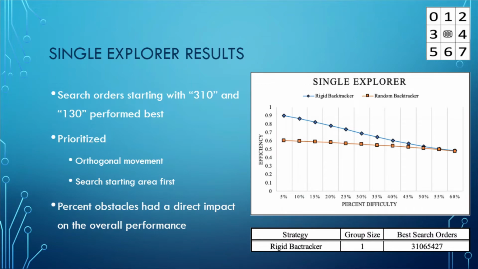This is because we reduced the areas that were large into narrow tunnels where the explorer really only had one direction to go, so it didn't matter what search order it had. This was seen for all search orders, with the majority of them doing better than the random backtracking and more of them performing worse as we increased the percent difficulty.